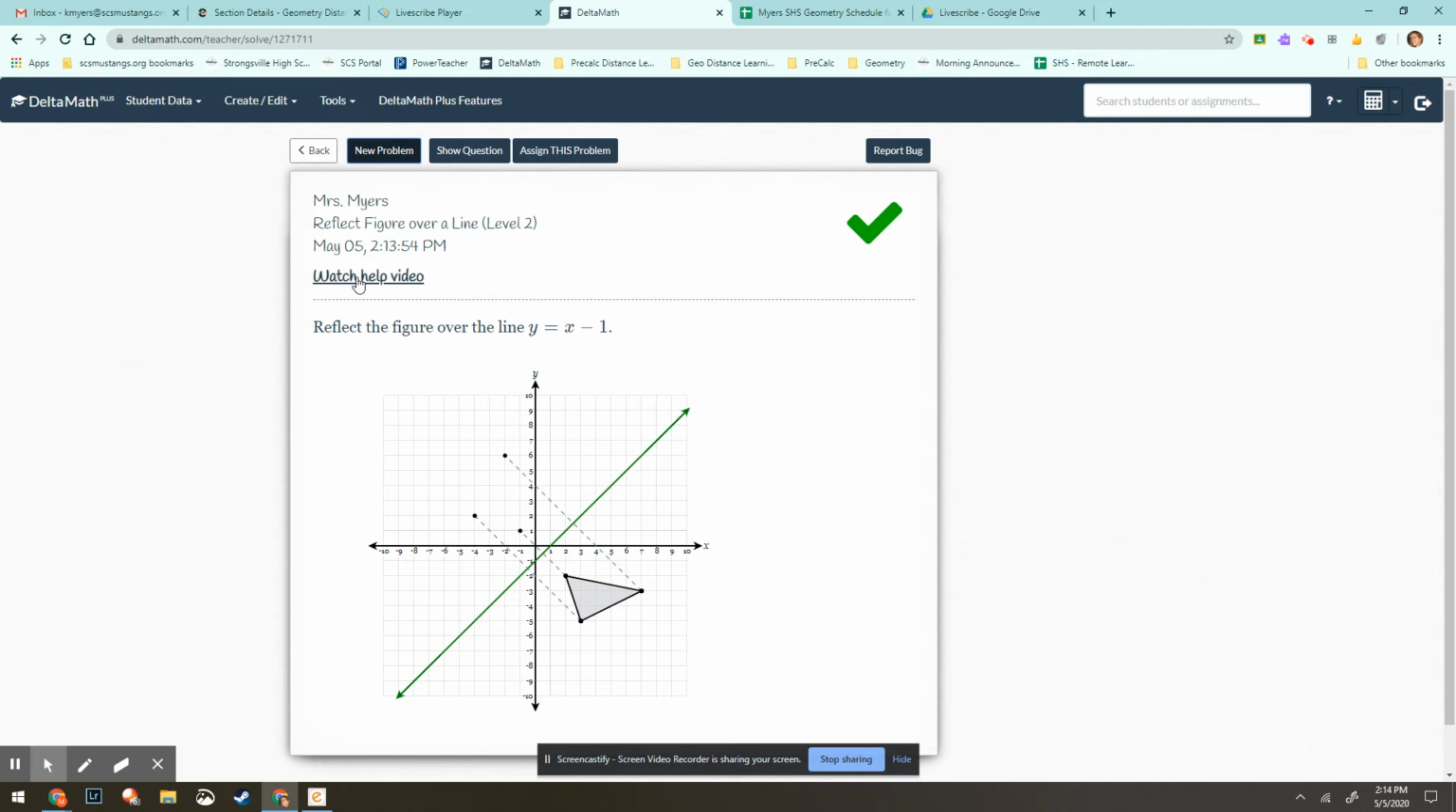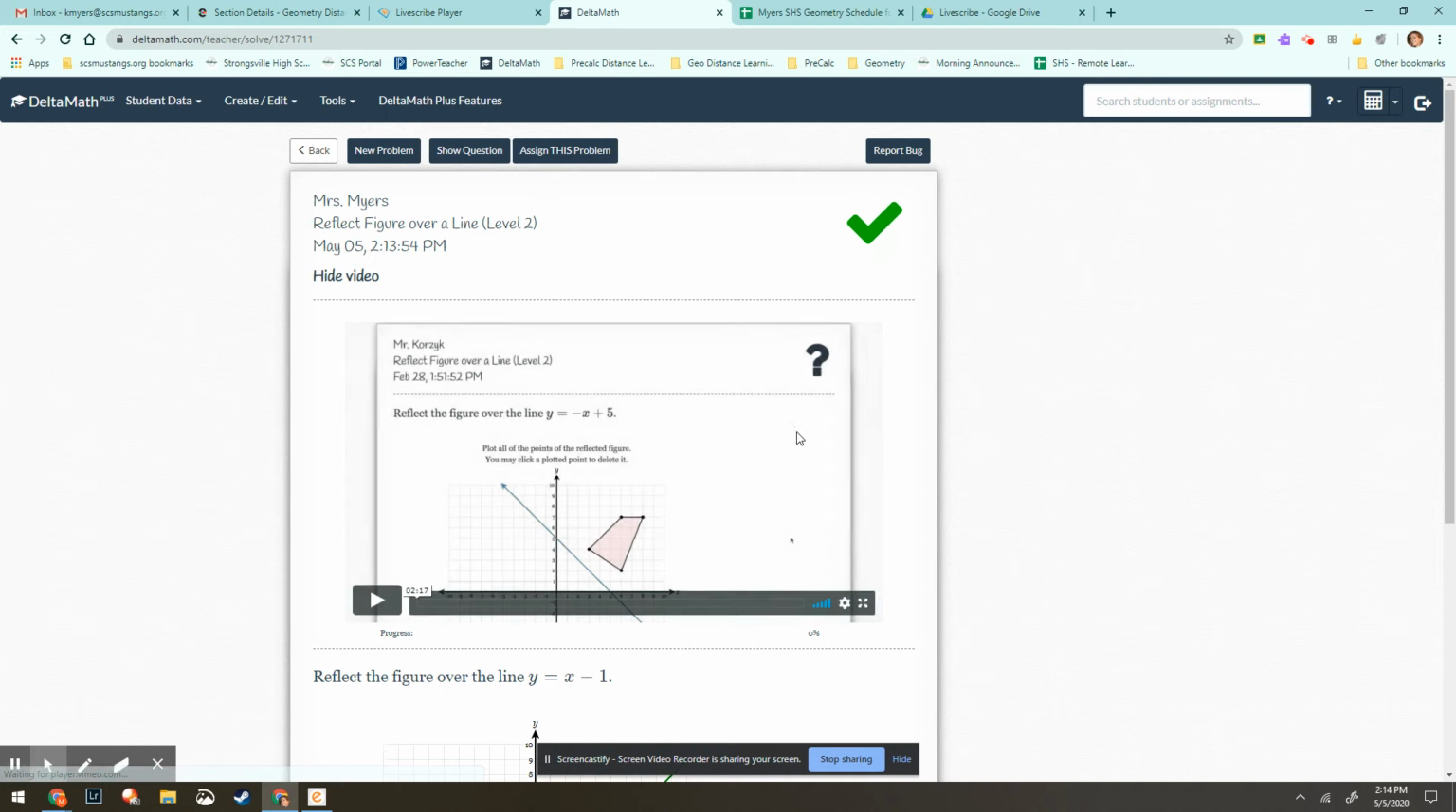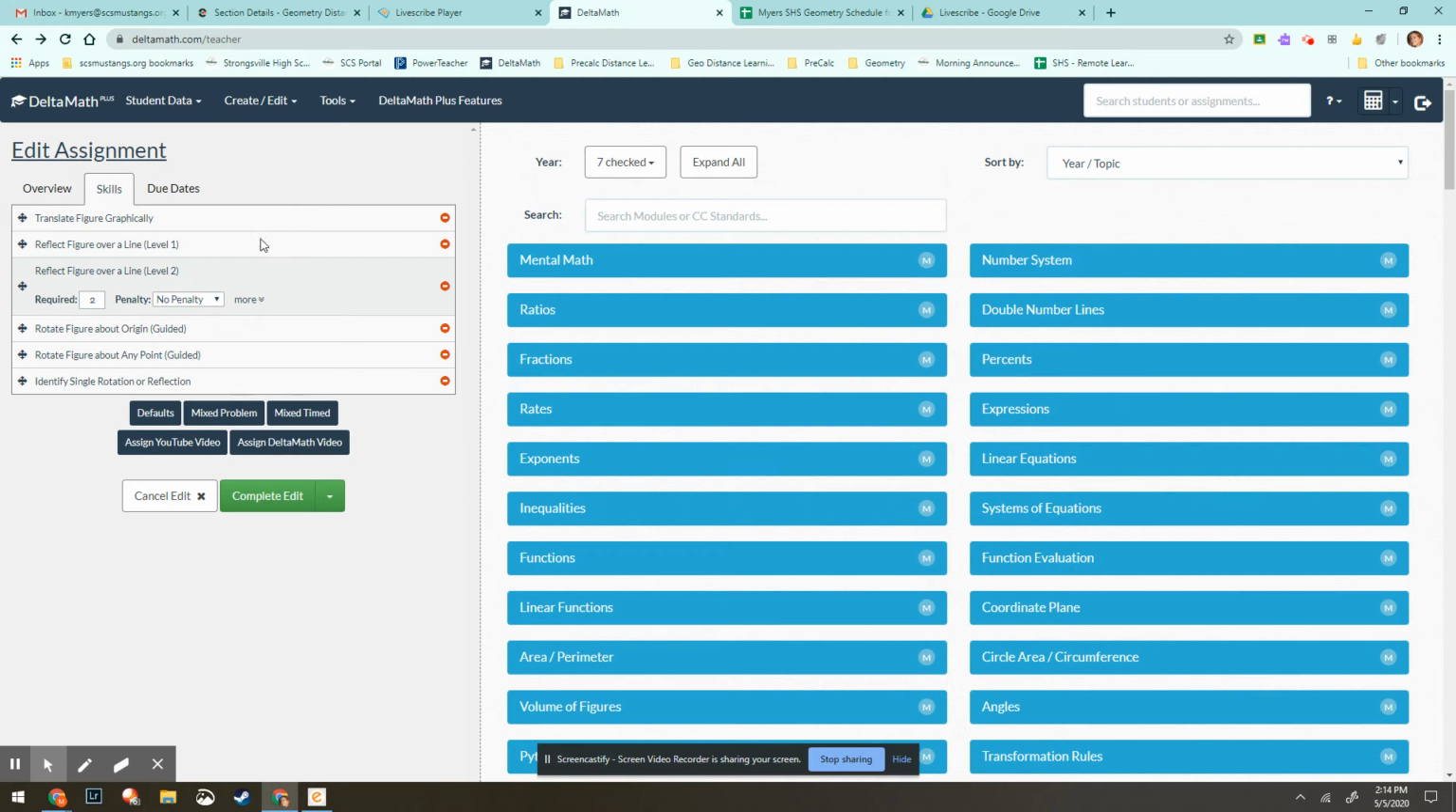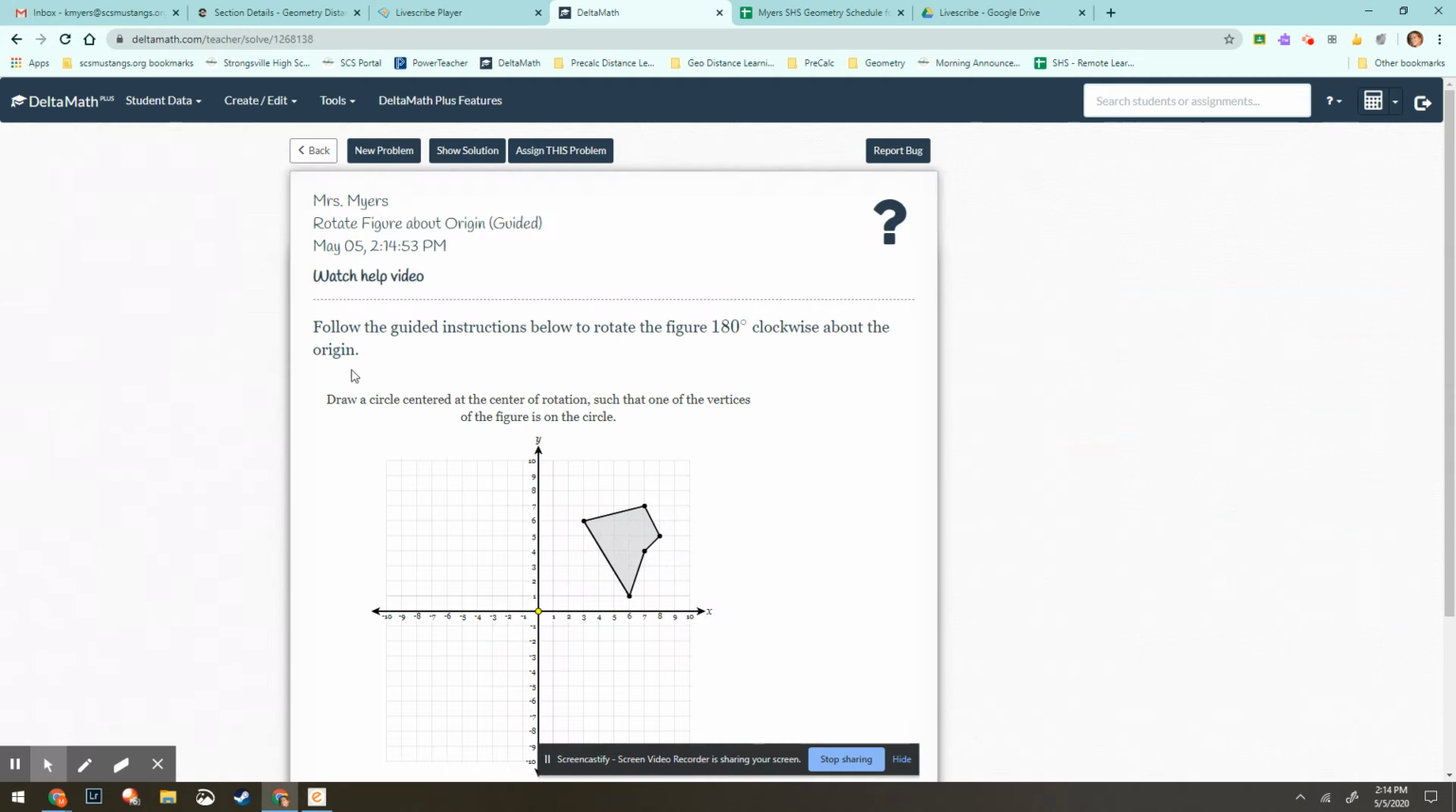And I do want to point out, hey, it says here, watch help video. You can always do that. And then this guy, Mr. Korzik, he's the guy who made this website, will talk you through how to do that. Okay? The next sections are pretty easy. They have these directions here that tell you exactly what to do, but I know when we've done this in class, some of you guys don't read those directions. So I highly suggest you read those directions.